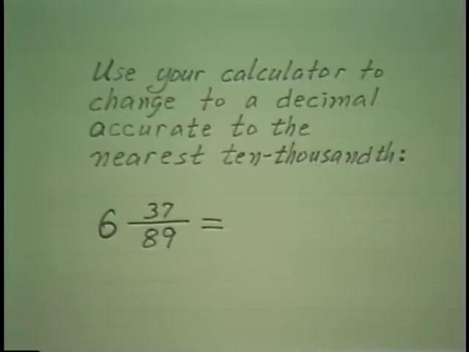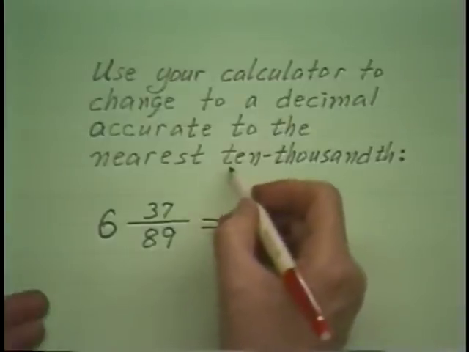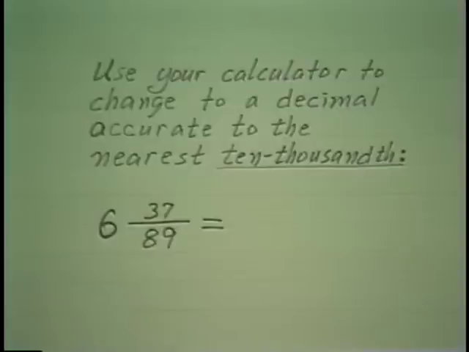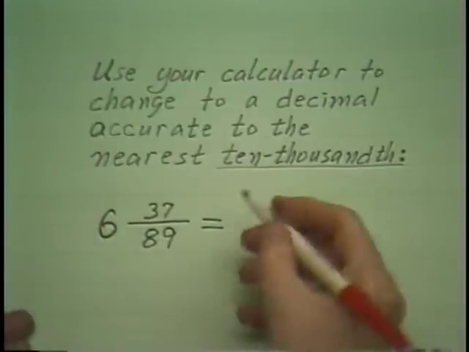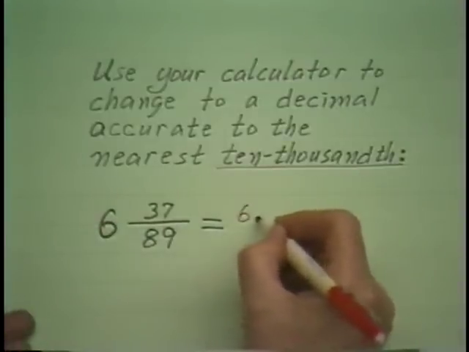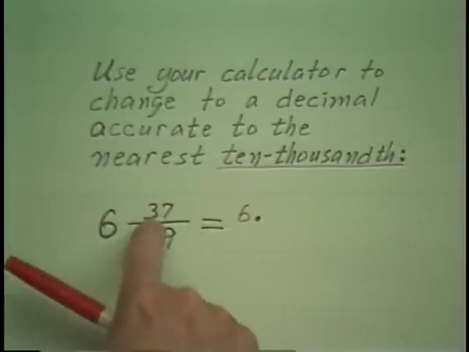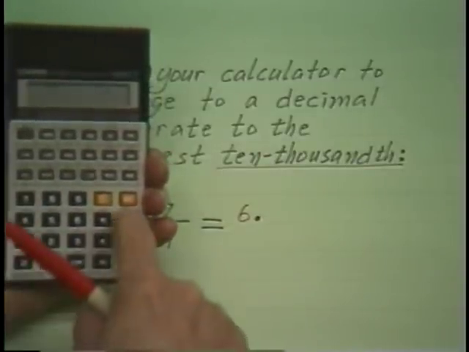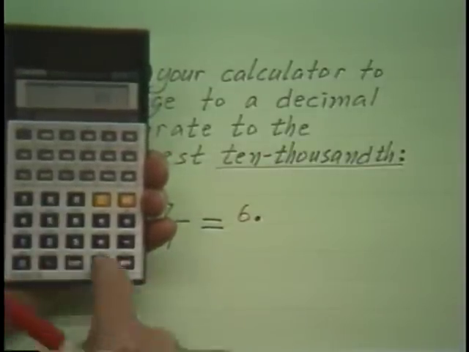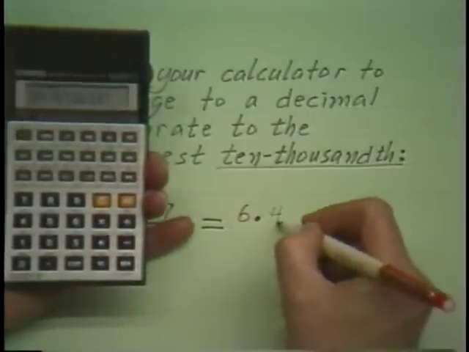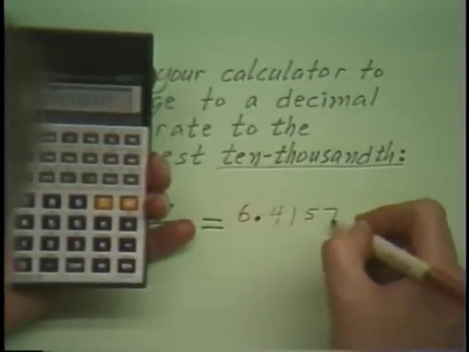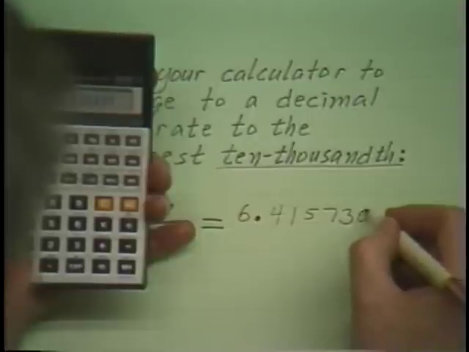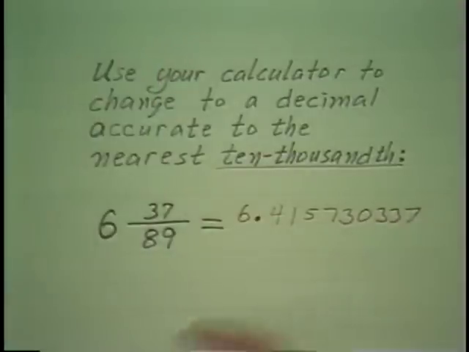And frequently you'll be in a position to do this kind of a problem with a calculator. Here they want it rounded to the nearest 10,000th. So that's 6 and 37 divided by 89. So on your calculator, 37 divided by 89 equals. And you get, of course, a very long decimal answer. But according to our instructions, we don't need all of that.